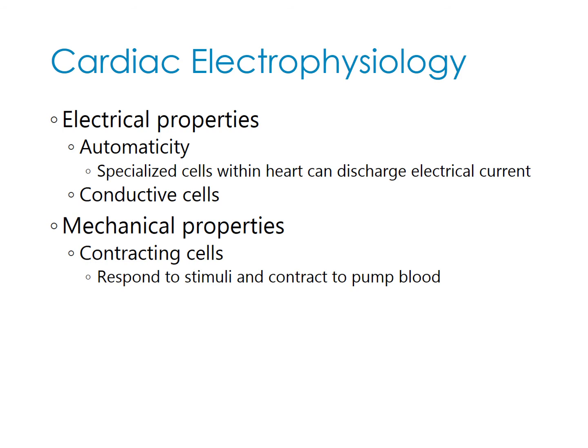So first, real basic, this should be a review of your pathophysiology, but the cardiac electrophysiology, we have the electric cells, which are your conductive cells. These are specialized cells within the heart, which can discharge an electrical current. This will initiate the beat, and when this beat is initiated, this property is called automaticity. This will initiate electrical activity, which tells your heart to beat, and conduct it through the heart. So that is your electric conductive cells.